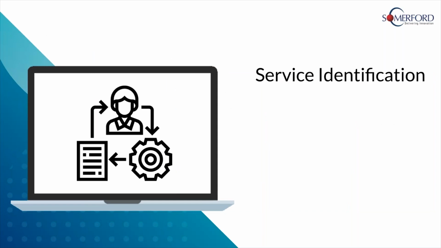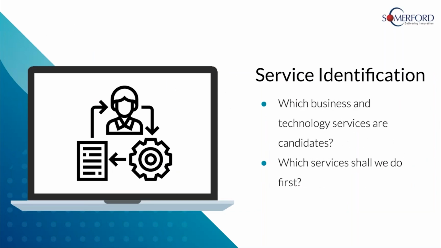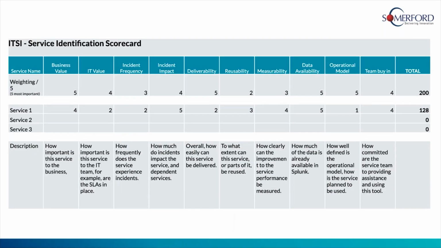So, very briefly, service identification, two key parts to it. We'll look at what technology and business services are candidates. We narrow that down to a manageable list, and then we work out which service, and I really do mean service, ideally a single service, do we start with. And to do that, we've developed this service identification scorecard. I'm not going to go through all of it now, but this helps us determine which is the most appropriate service or services to start with. By scoring them and working out the pros and cons of each one in quite a prescriptive manner, we can come up with a way of deciding which one to start with.